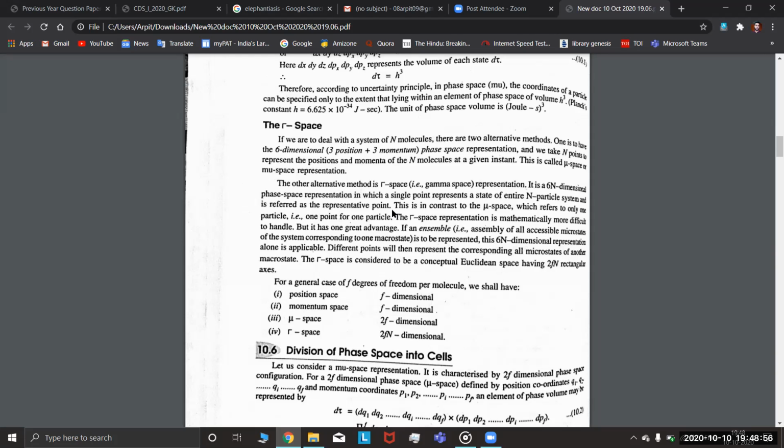Explain it to me once again. Okay, sure. So what we did there, we had a six-dimensional space, px, py, pz, and x, y, and z. We just put a single point on that space and got the position and the momentum of that particular single particle. That is the method used in mu space. We can have any number of particles and we can just put them at their respective position and momentum points. Then we'll have different sets of positions and momenta for different molecules.